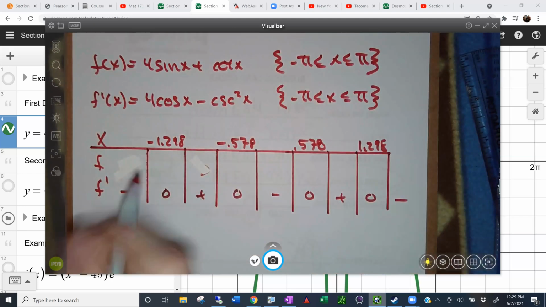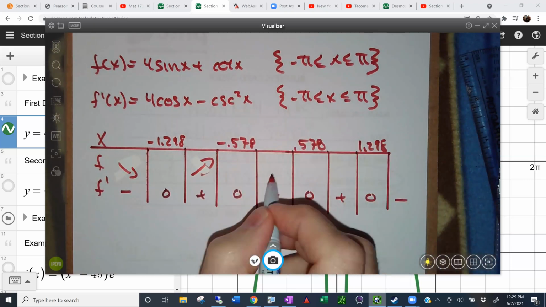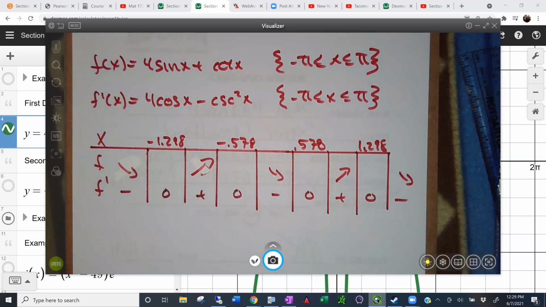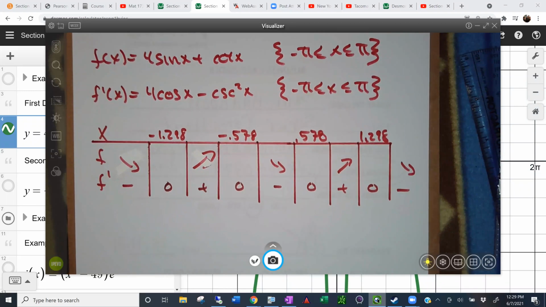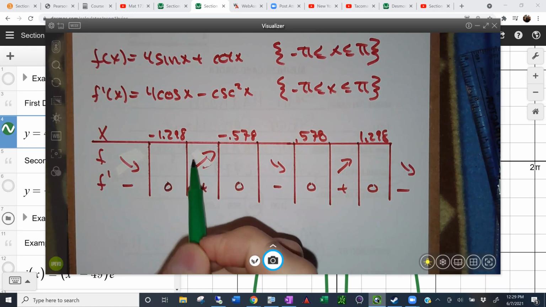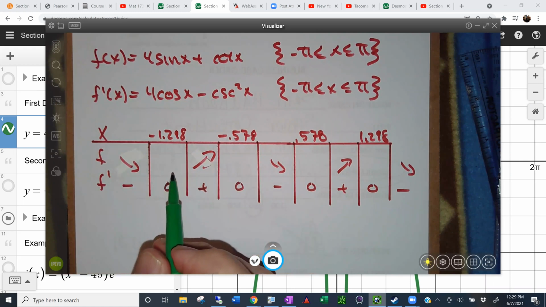So the function's decreasing, then increasing, decreasing, increasing, decreasing. Wow, that's a lot of nice information that you get pretty easily from this. What's it saying about this point right here at negative 1.298? Decreasing, then increasing. What haven't I heard from today?